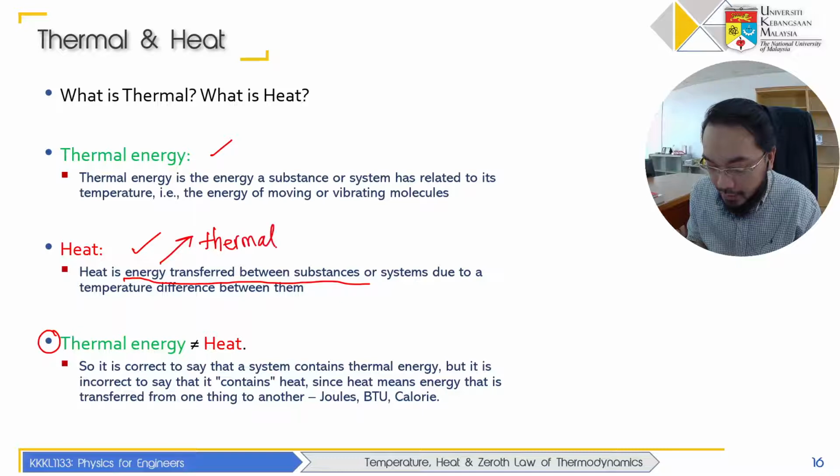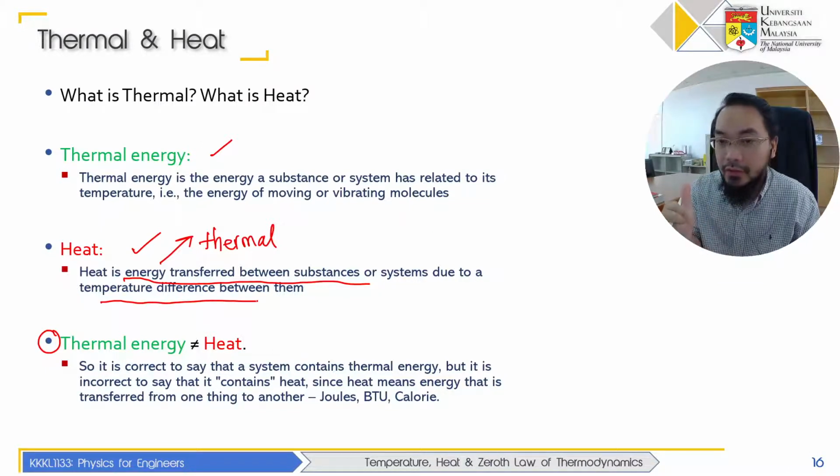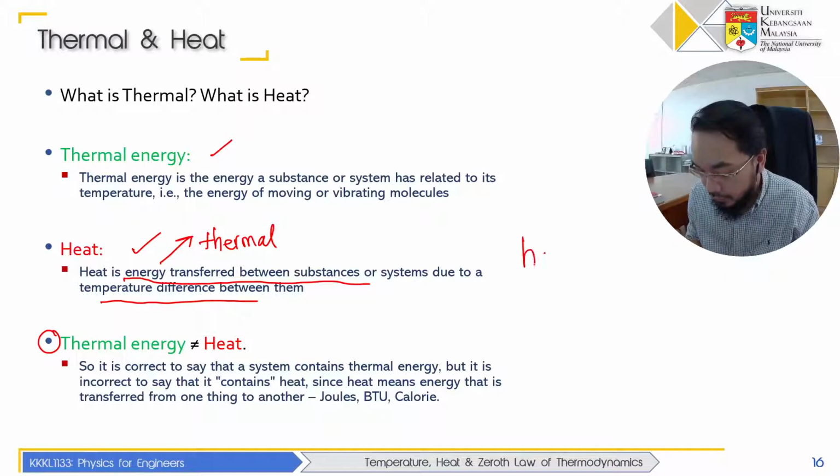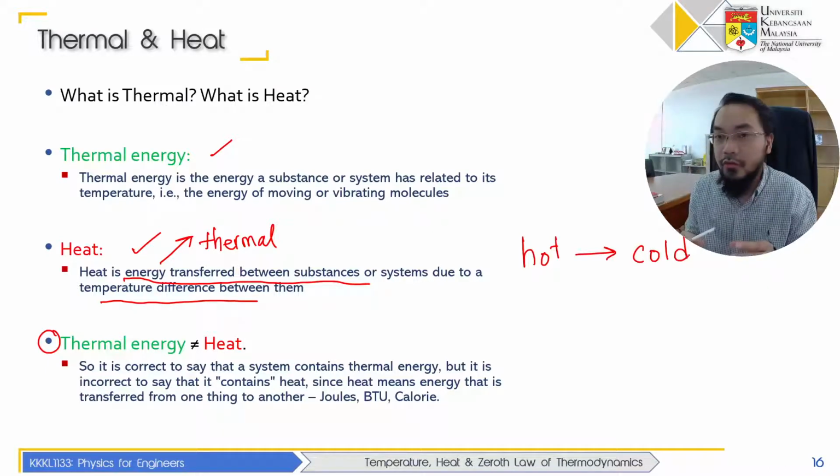The requirement for heat transfer is that there must be a temperature difference. So the first requirement is that there must be a temperature difference, and the second requirement is that heat transfer always flows from hot to cold, or in other words, it always moves from a region or object with a higher temperature to a region or object with a lower temperature.